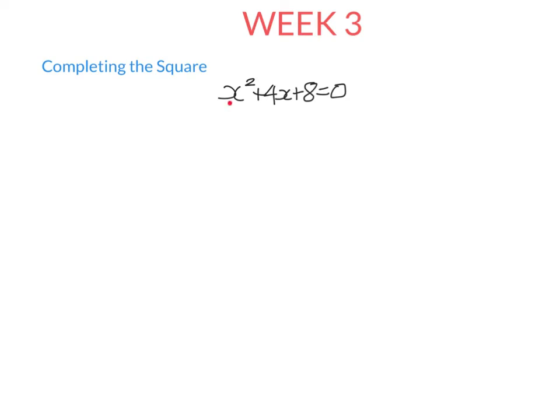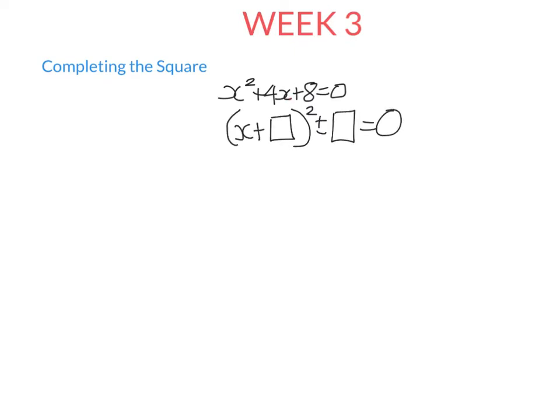So let's say we have this quadratic equation here, x squared plus 4x plus 8 equals 0. When we're completing the square, what we want to do is write a perfect square. We want to write this as x plus some number squared plus or minus some number. So this can help us solve quadratic equations.